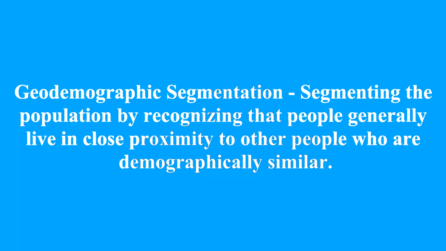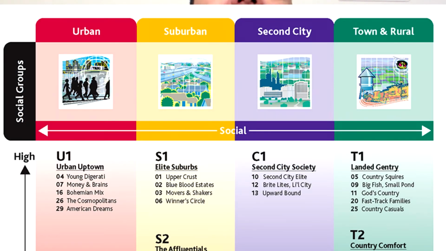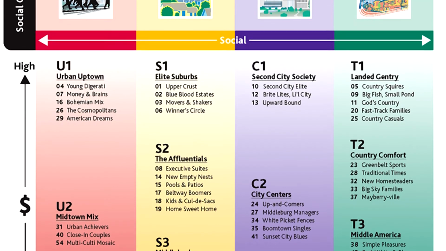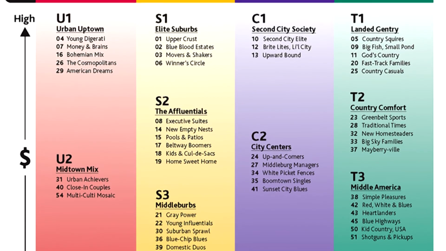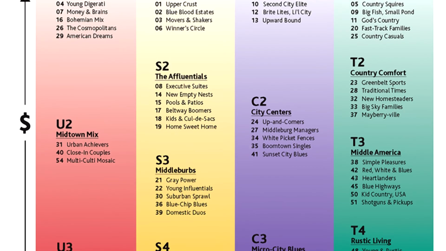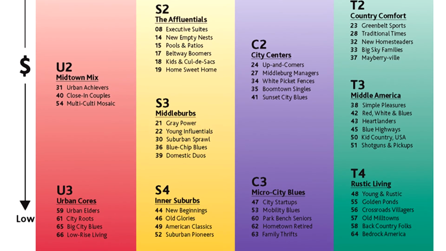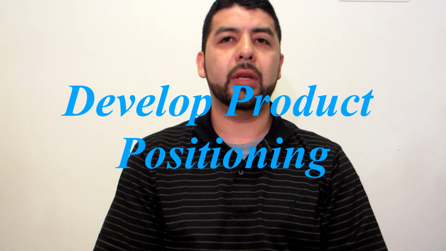Geodemographic segmentation: segmenting the population by recognizing that people generally live in close proximity to other people who are demographically similar. Designed by Claritas, the Potential Ranking Index of Zip Markets, New Evolution, or PRISM NE, is one of many geodemographic systems that provides maps of different areas that rank neighborhoods on their potential to purchase specific products or services. Here is a graphical representation of the 66 geodemographic segments identified through the PRISM framework that are defined by income level and social groups. Once a market has been defined, the firm must then develop product positioning.